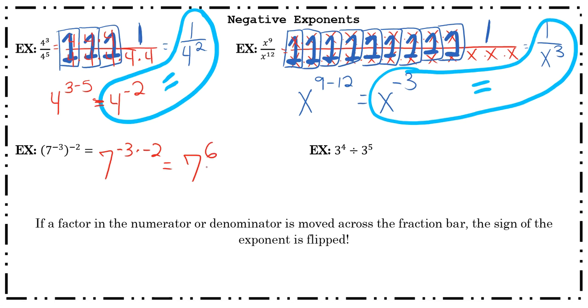And then on our last example here, we have 3 to the 4 minus 5. So I'm dividing our common bases, which would give me 3 to the negative first. So I would put it into a fraction and move it to the denominator. My exponent would become positive, and it would just become 1 over 3 to the first, which is 1/3.